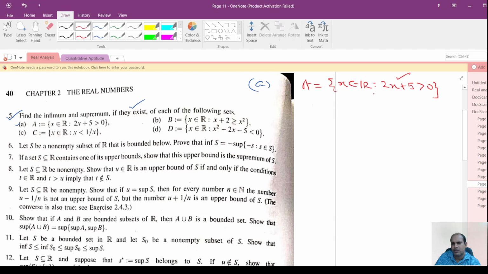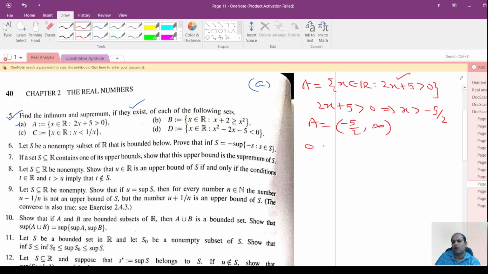So we need to solve this inequality. 2x plus 5 greater than 0 implies x is greater than minus 5 by 2. So set A will be the collection of all real numbers greater than minus 5 by 2. In interval form I can write it as the open interval minus 5 by 2 to infinity. Now clearly this set is not bounded above but bounded below.